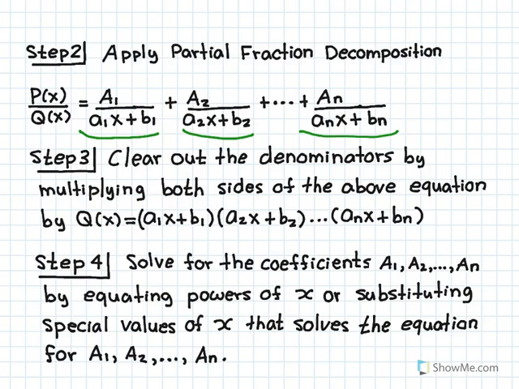Step 3 is to clear out the fractions, to clear out the denominators, by multiplying both sides of the above equation by q(x), which is equal to (a1x + b1)(a2x + b2) all the way to (anx + bn). Step 4 is to solve for the coefficients A1, A2 all the way to An by equating powers of x or substituting special values of x that will solve the equation for A1, A2 all the way to An.